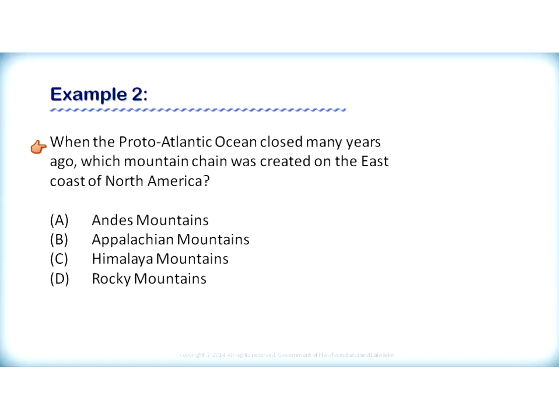Example number 2 reads, when the Proto-Atlantic Ocean closed many years ago, that's the old ancient Iapetus Ocean, which mountain chain was created on the east coast of North America? So if we look at the east coast of North America, which focuses on the eastern seaboard, ranging from New York up through Massachusetts into the eastern provinces of Newfoundland and Nova Scotia, and then stretches over to the British Isles in Europe, we see that the ancient mountain that existed at that time was the Appalachian Mountains. So the answer to example number 2 is B.